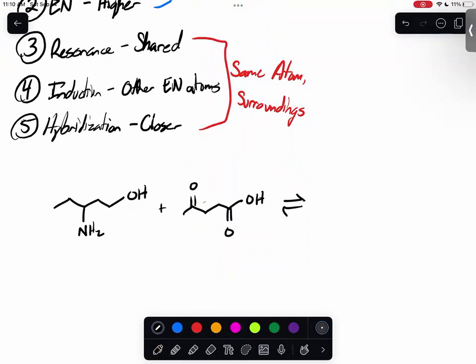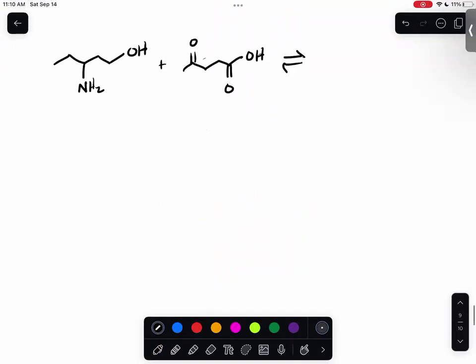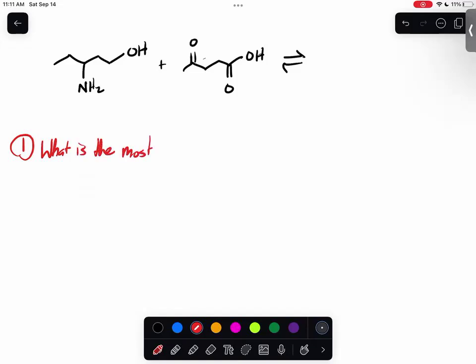And how we do this is it's generally a two-step process, right? Step one is always asking what is the most acidic proton? And then step two is to ask yourself, then what is the base? So let's look and let's see if we can determine what the most acidic proton is here.